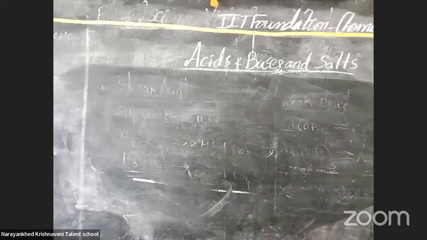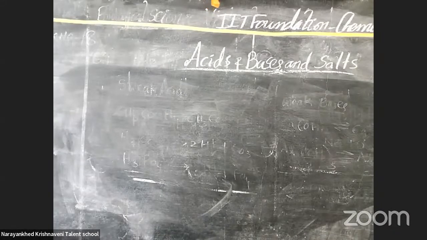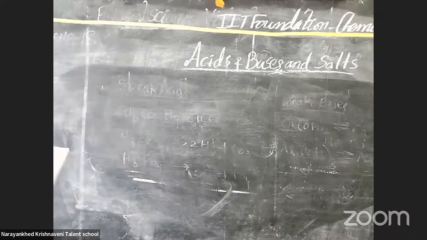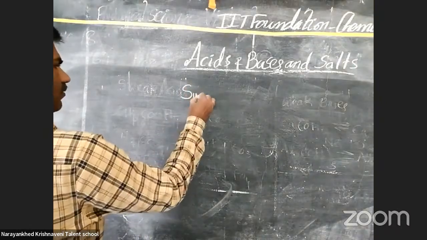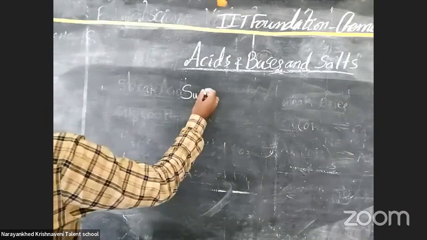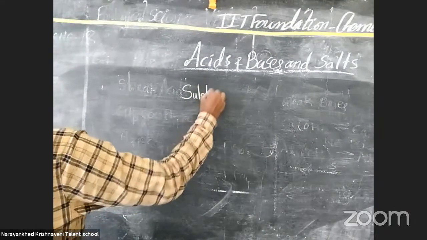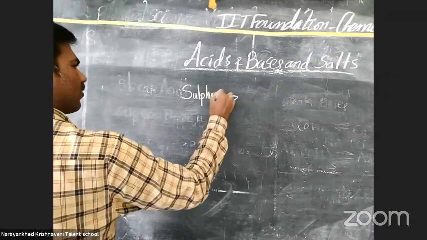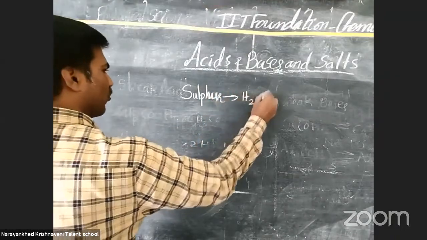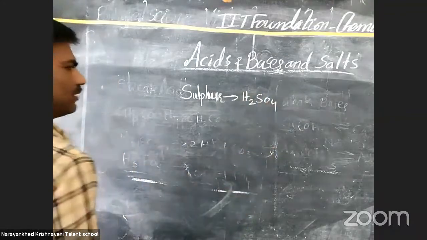Yes, when you check it here, sulfur is a non-metal. Actually, some non-metals are given here, and some metallic acids are also there. Suppose you take sulfur here, symbol S. Sulfur produces two types of acids. Clear or not? One is H2SO4, one of the acids we get.